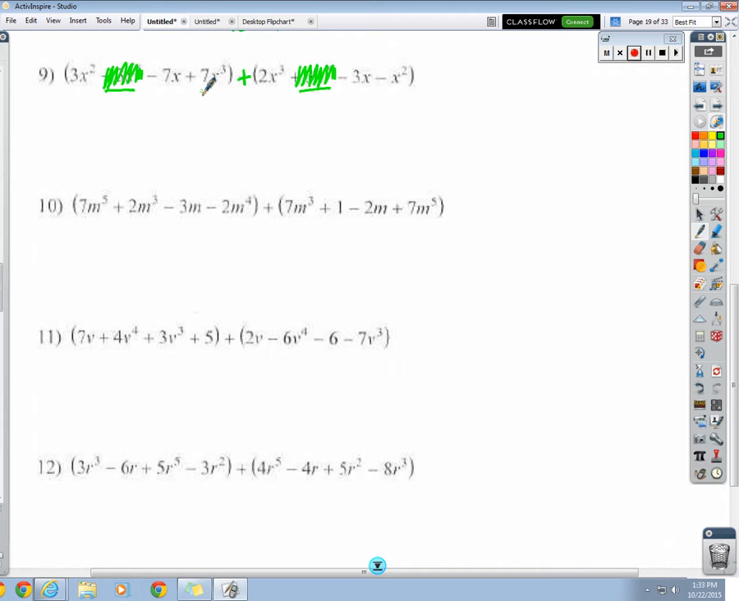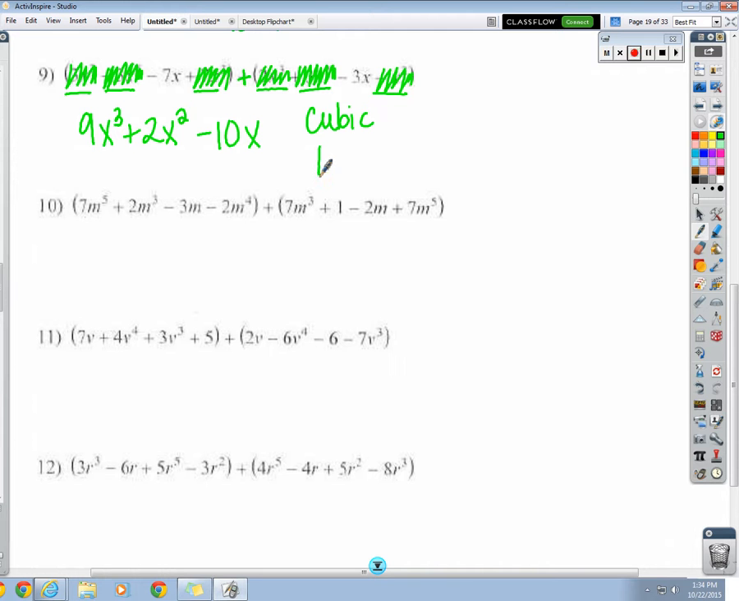The cube terms. 7x cubed and 2x cubed added together make 9x cubed. Okay, then we move on to the squared terms, and that's 3 plus a negative 1, which is 2x squared. And then that leaves us with what? Okay, what's negative 7 plus negative 3? Negative 10x. Okay, what's the name of this polynomial? Right, cubic trinomial.